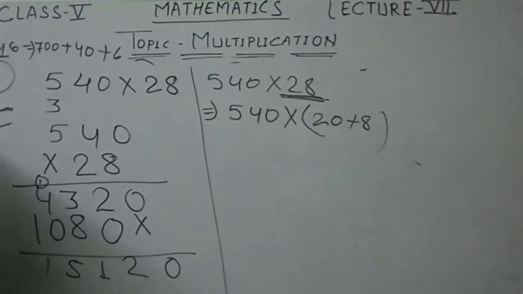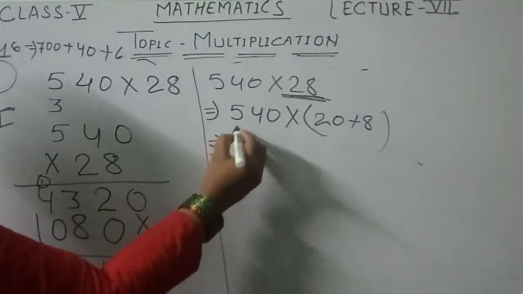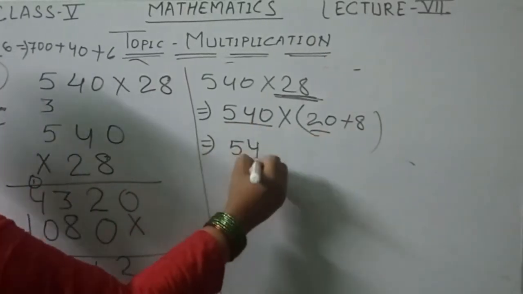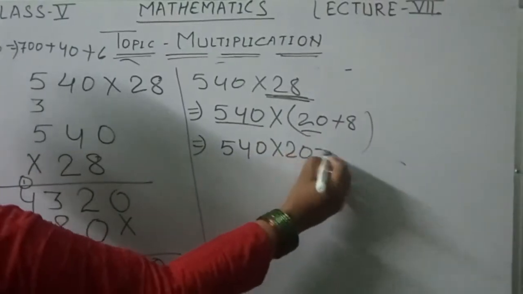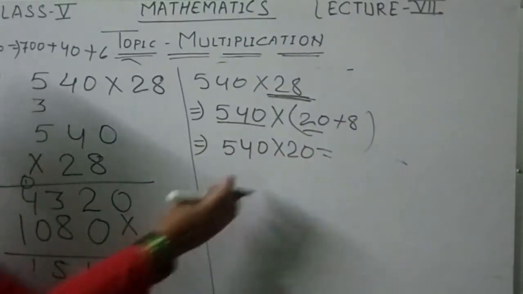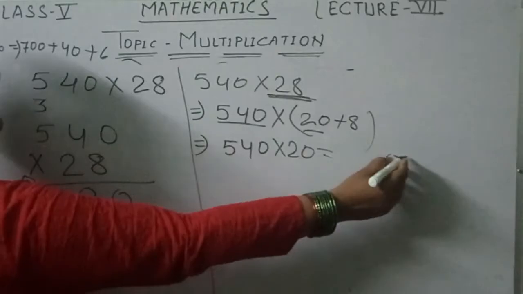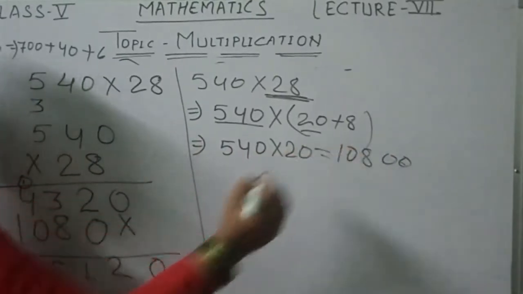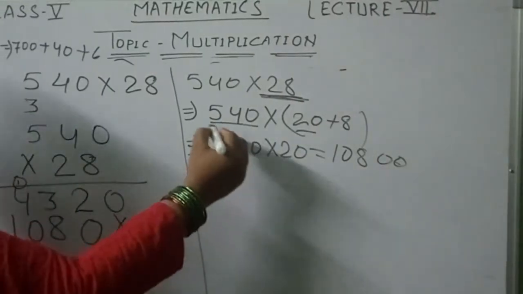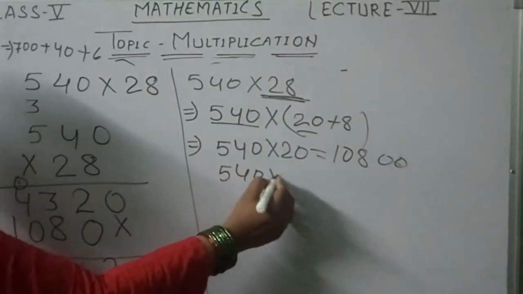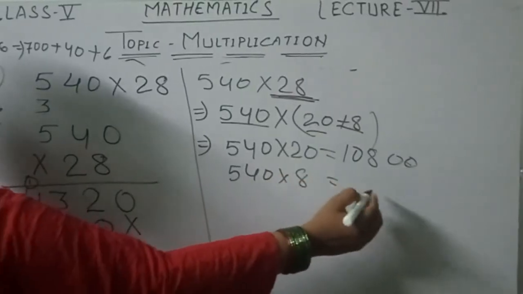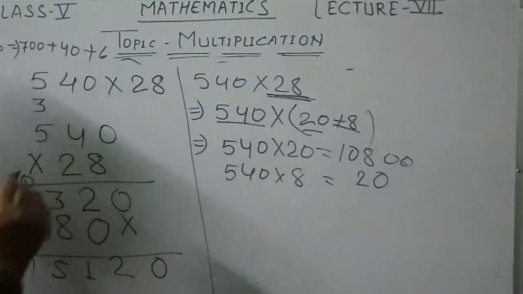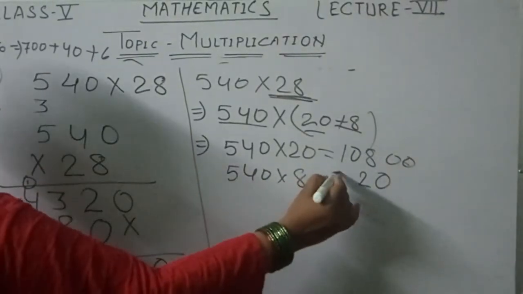After expanding the forms, what do we have to do? Multiply this number to this and again this number to this. Means 540 multiplied by 20. Now it is very easy. 0, 0. You have to write the 2 zeros, and 4 2s are 8 and 5 2s are 10. And in the second line you have to multiply with 8. 8 zeros are 0, 8 fours are 32, 2 and carry 3, 8 fives are 40 and 3, 43.